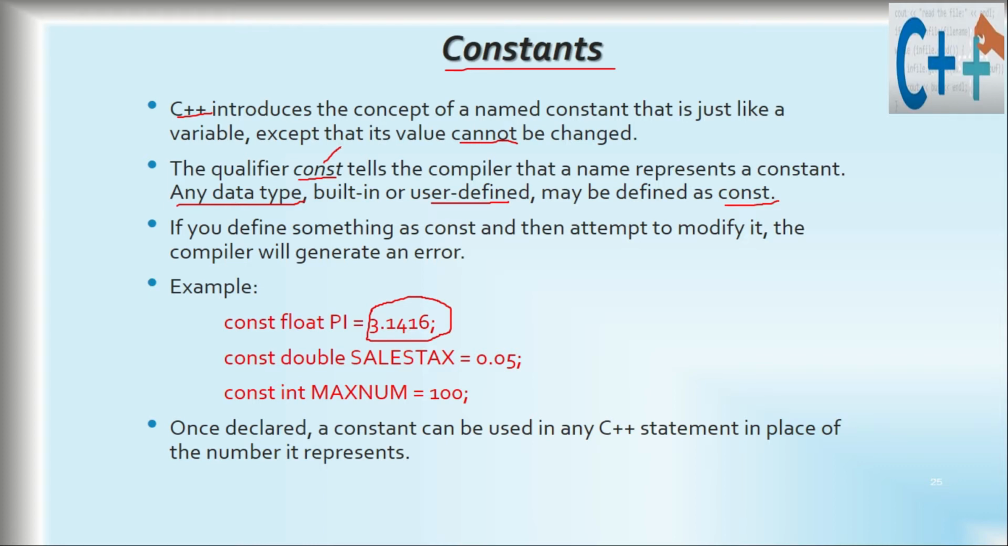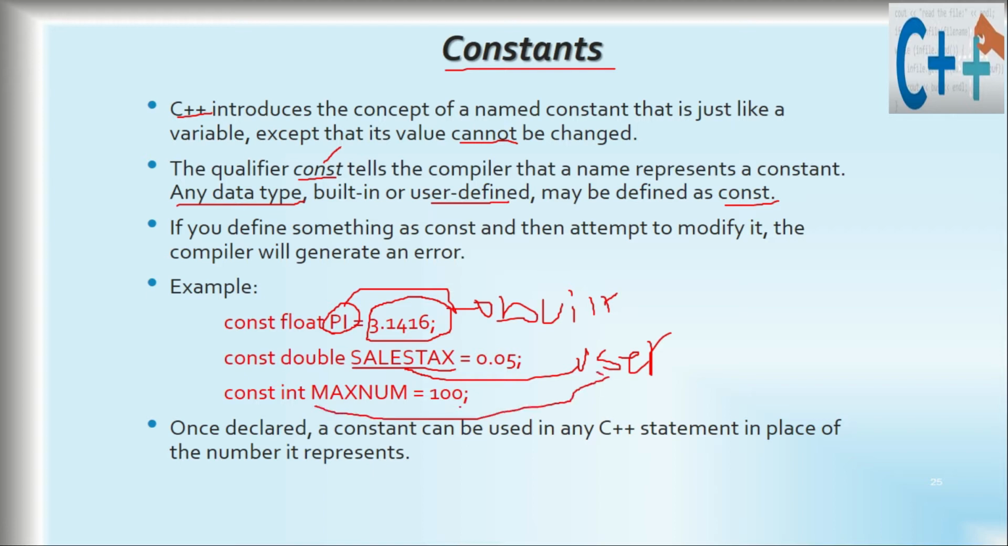You cannot change it. Const double salesTax is equal to 0.05. This is a user-defined constant variable, while pi is built-in, because pi is already known by every mathematician. So pi is an already built-in variable. Const int maxNum is equal to 100. This is also user defined.